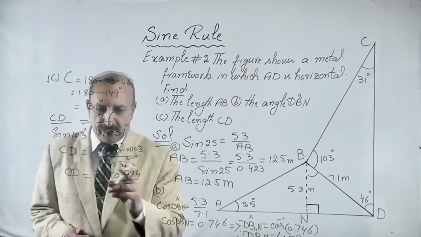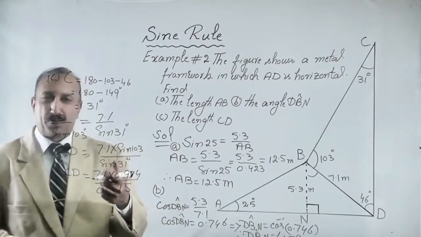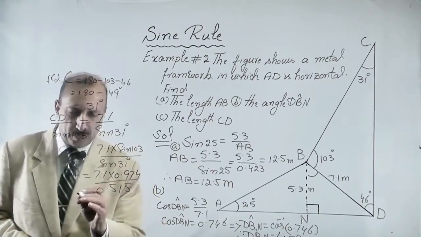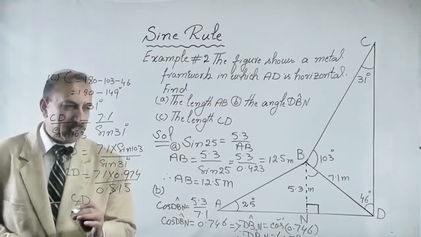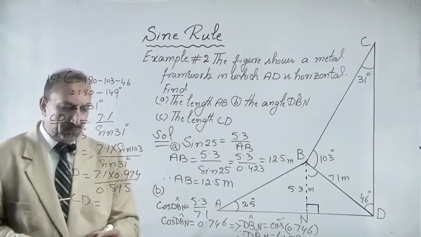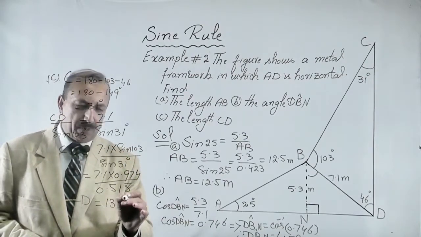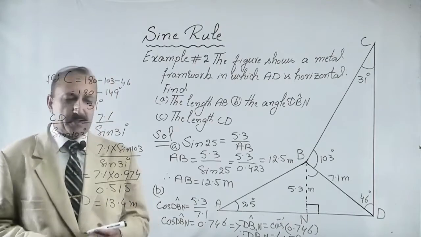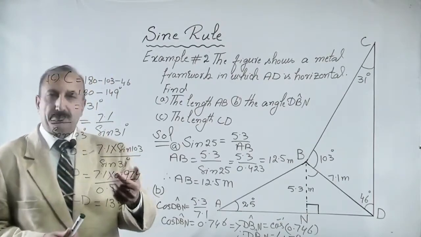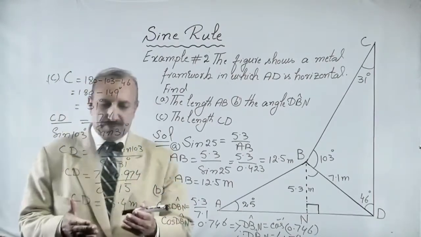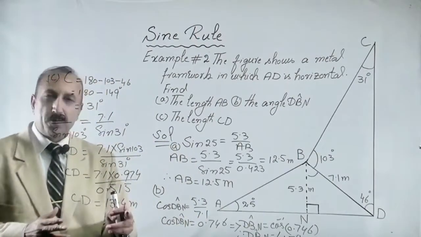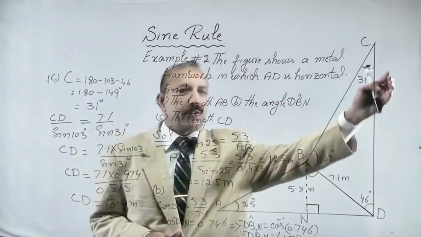Now let's calculate with the help of a calculator. We will simplify this whole expression, and the value of CD will be equal to 13.4 meter, my dear student. You can simplify this and you will get 13.4 meter, the length of this side.